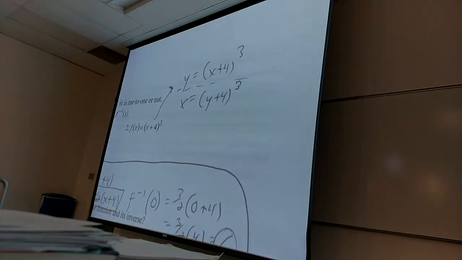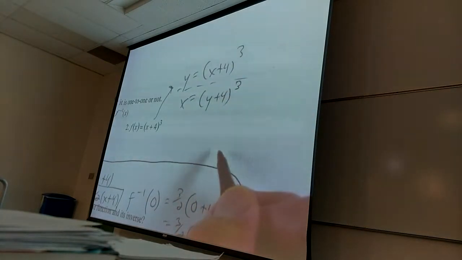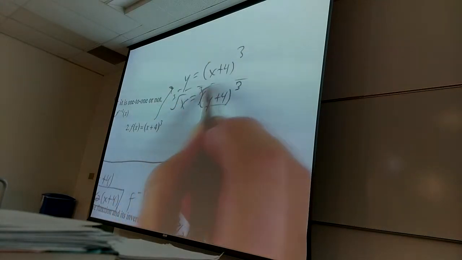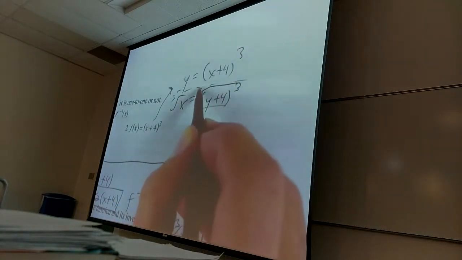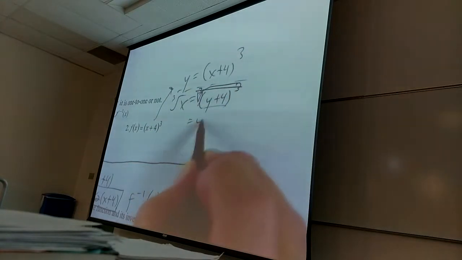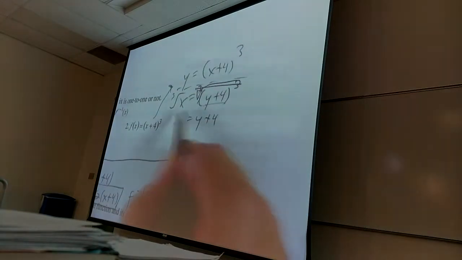So switch x and y, and then how do I start to solve this thing for y? Cube root both sides. I love it. First thing I've got to do is get rid of that cube. Everything's stuck inside of it. So if I cube root both sides, what happens on this side? These cancel. So you get y plus 4 equals the cube root of x.